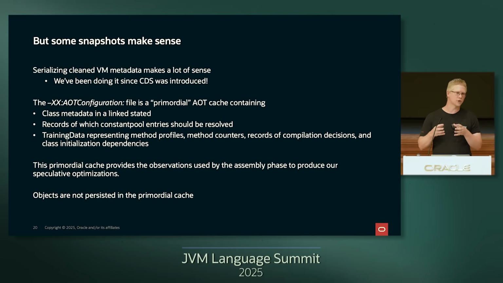So we start recording this information using the classes that we had. Now, because we've maintained the identity of the classes, we know that this profile applies to that class. So we've maintained that strong identity to be able to not have to do some terrible fuzzy matching. This primordial cache is our source of observations, and it lets us do our speculative optimizations. But there are no objects in this primordial cache.